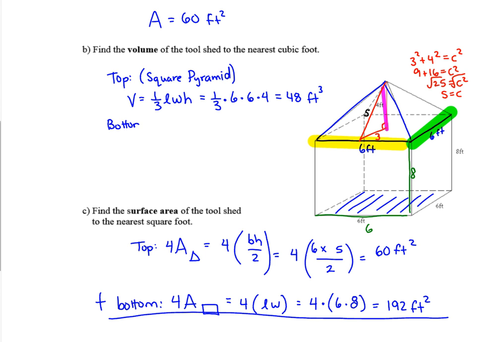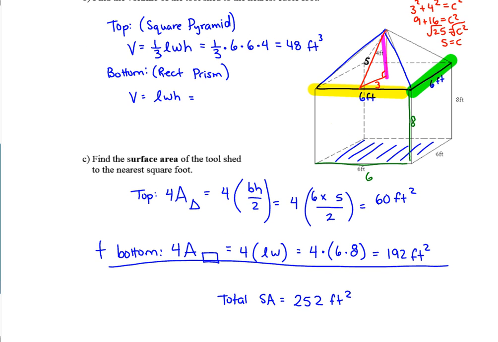Bottom, what shape is that? Rectangular prism. What's the formula for that? Length times width times height, or area of the base times height, same thing. So for the prism, it would be length, width, and we're talking about the prism height. So this is our prism height.